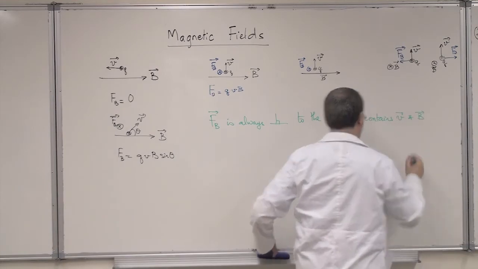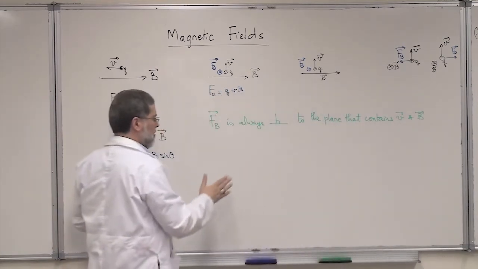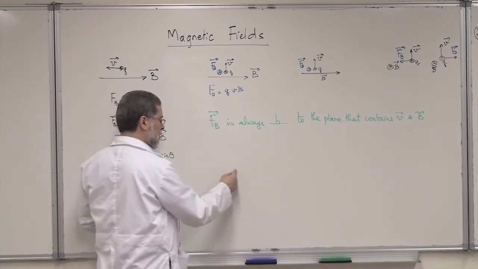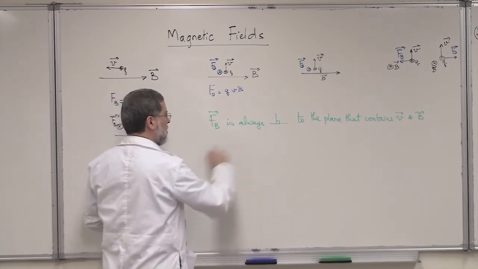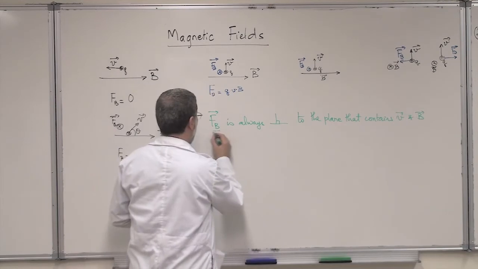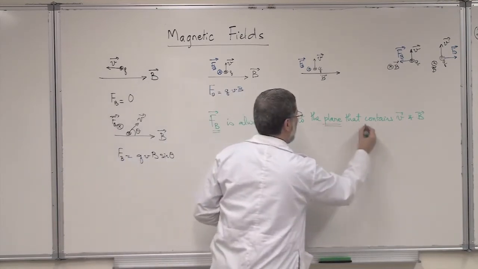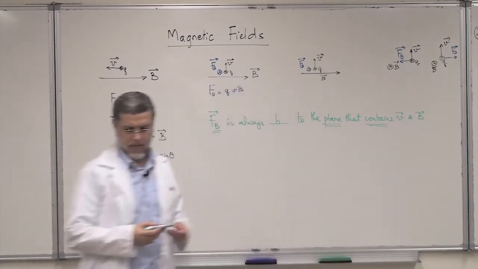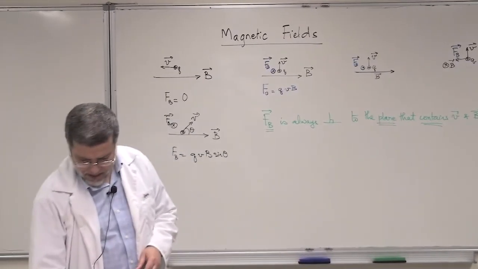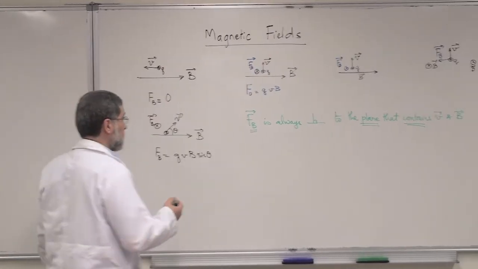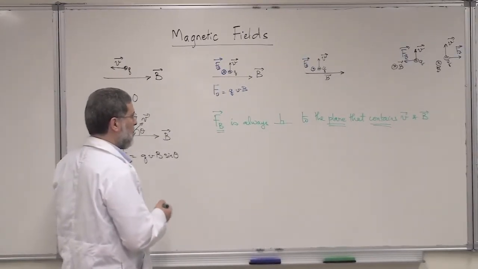Okay? So if my V and B are in this plane, my force will be either out or in. That's what I mean by here. FB, the force FB, is always perpendicular to the plane which contains V and B. Very important.